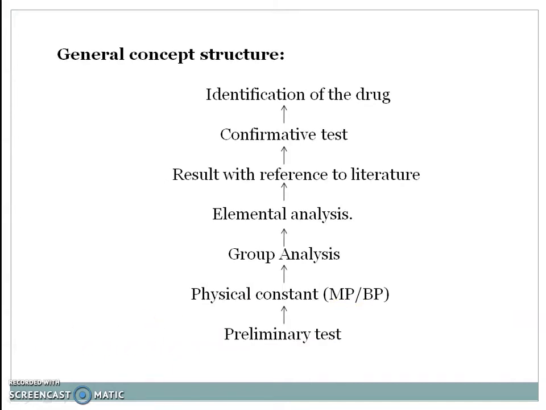Now, what is the general concept for the structure? First we have to start with the preliminary test, then physical constant, means determination of melting point or determination of boiling point, group analysis, element detection, result with reference to literature, then confirmative test. After confirmation we get the identification of the given compound.